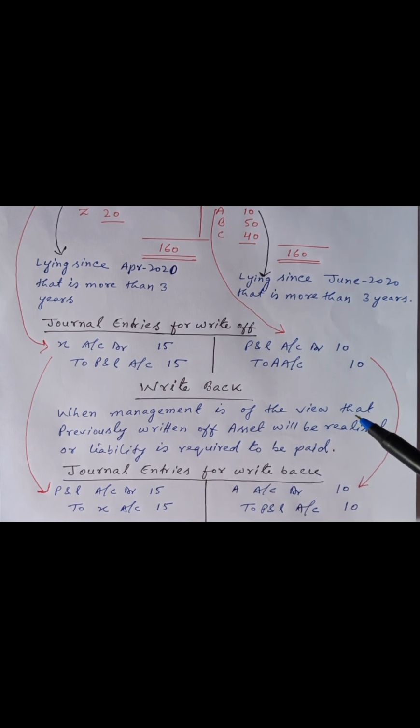Suppose in case of an asset we think that we are getting payment from that debtor. To get payment from that debtor we need to write that debtor back again in our books of account. Previously, P&L account debit to A account credit was passed. So now we have to debit A account and credit P&L account.